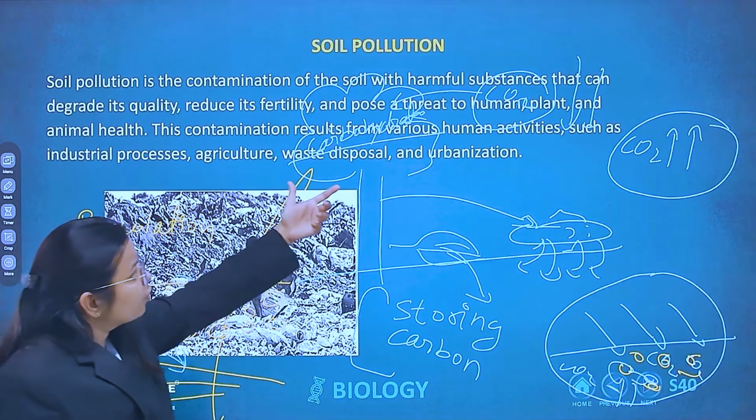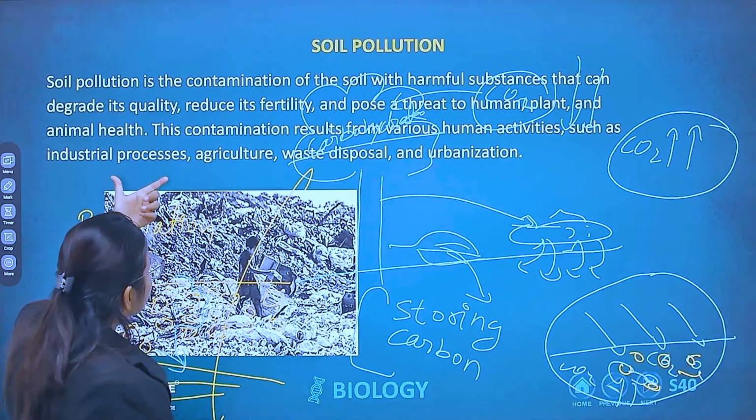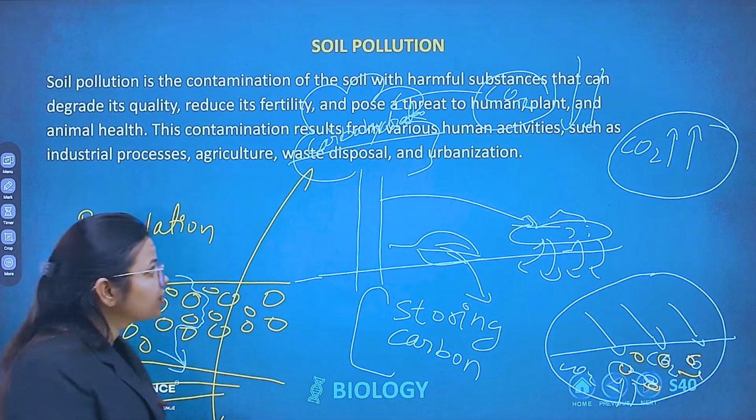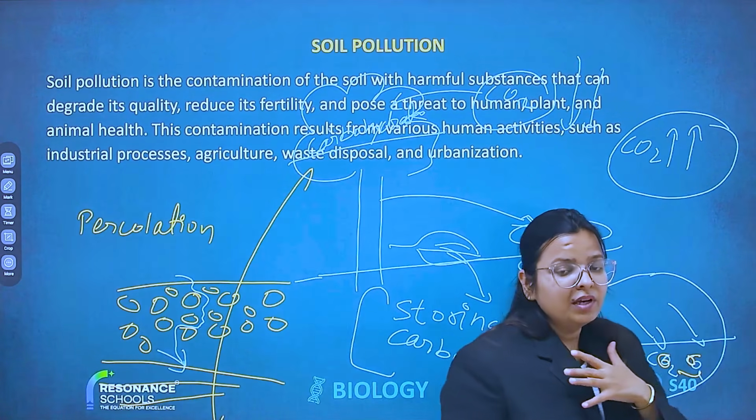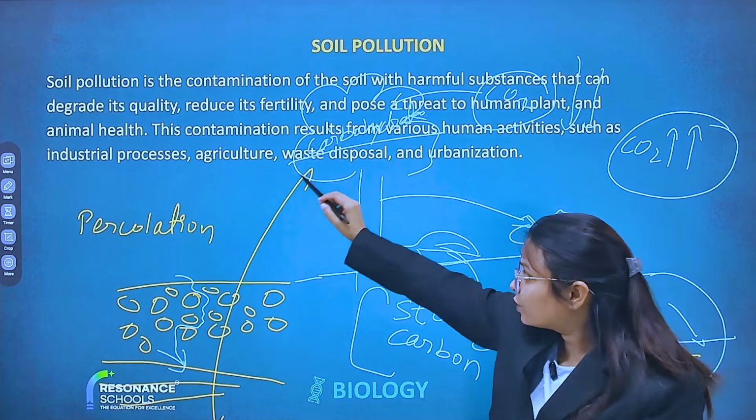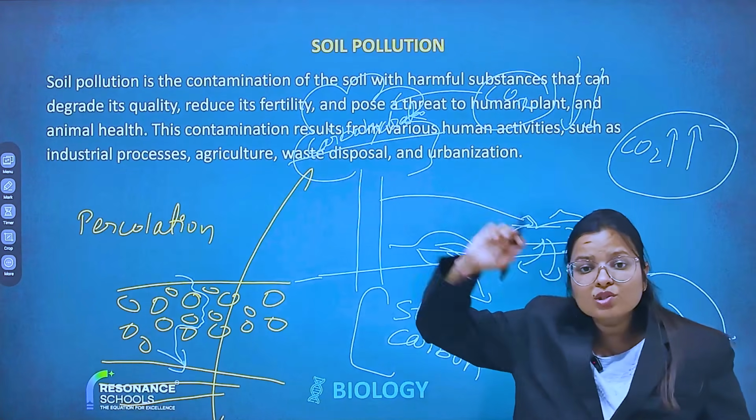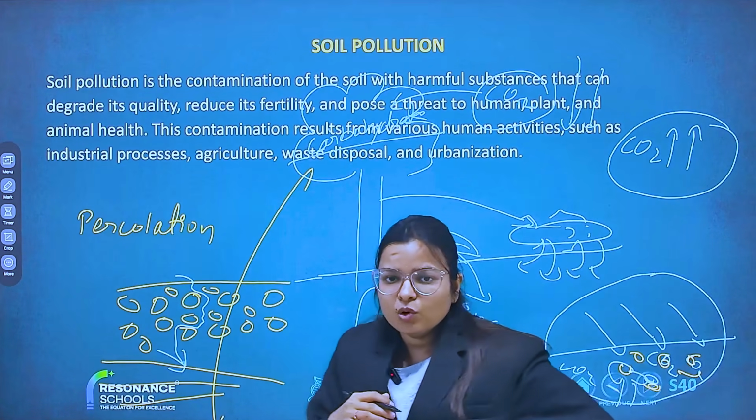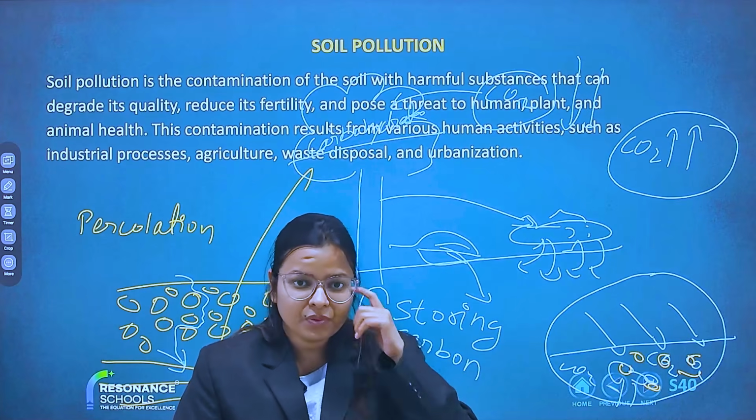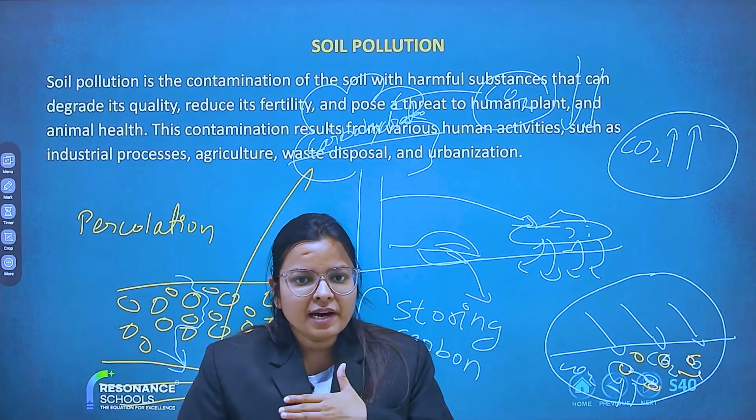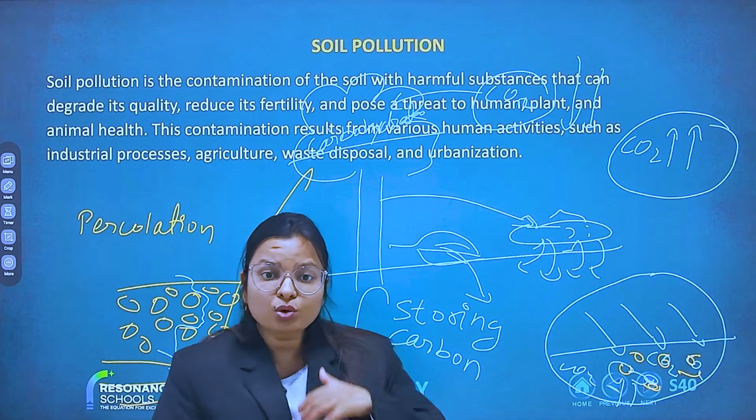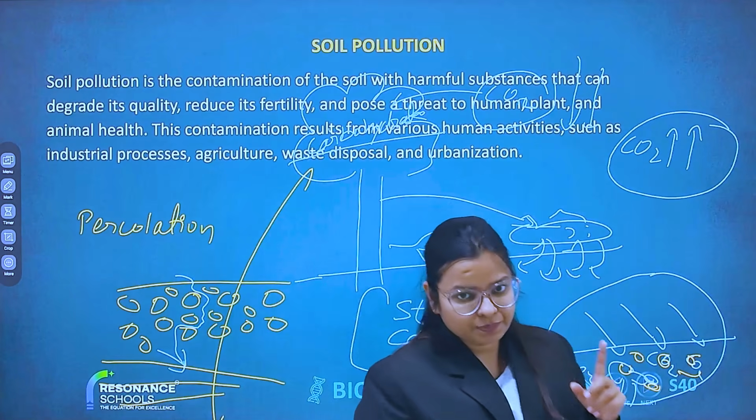This contamination results from various human activities such as industrial processes, agriculture, waste disposal and urbanization. What is urbanization? We are making concrete jungles, we are cutting trees and we are making buildings. So many industries are growing because of agriculture. See, a normal forest is there, so many kinds of biodiversity are there, so many kinds of plants are there. But because of farming, even though we are growing crops there, it is not so beneficial for the ecosystem like trees.